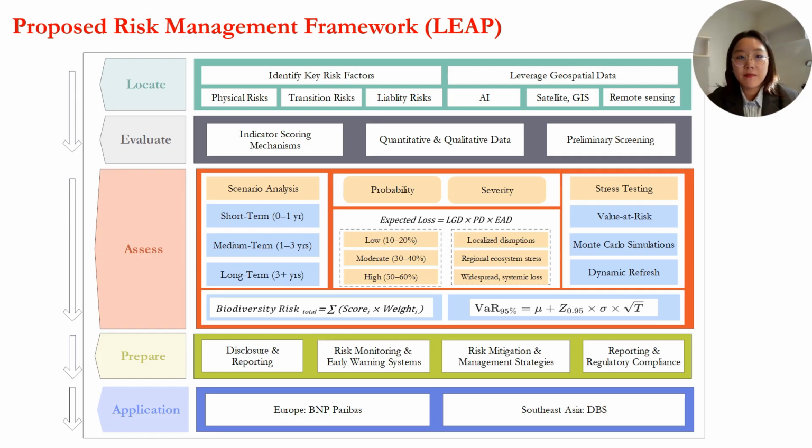The first step is to identify physical, transition, and liability risk factors through advanced geospatial techniques. The next is to evaluate and assess these exposures. We integrate quantitative metrics and qualitative inputs into weighted average indicator scoring mechanisms to clearly define risk scenarios, probabilities, and severities. Leveraging stress testing methods, we quantify expected biodiversity-related losses across short, medium, and long-term horizons. This assessment sets the stage for preparation, informing effective monitoring, targeted risk mitigation, and compliance reporting strategies that we'll discuss next. And the last is about application of the two banks.